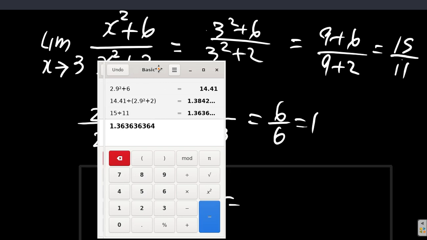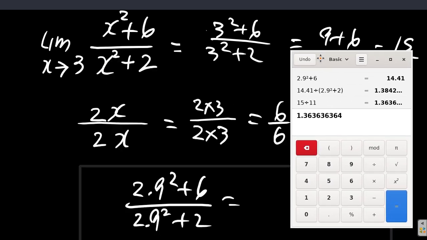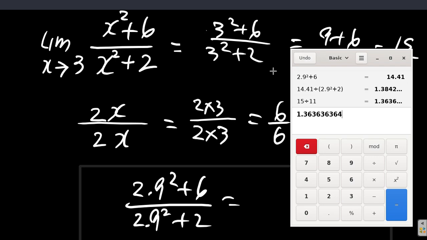So if you are able to find the limit of the function otherwise, you don't use L'Hopital's rule because it may give you an incorrect answer, as in this case.